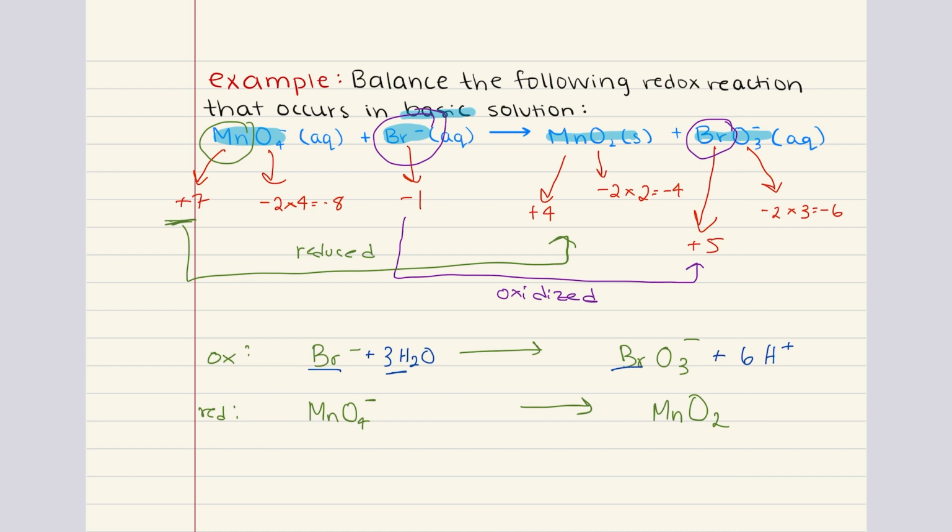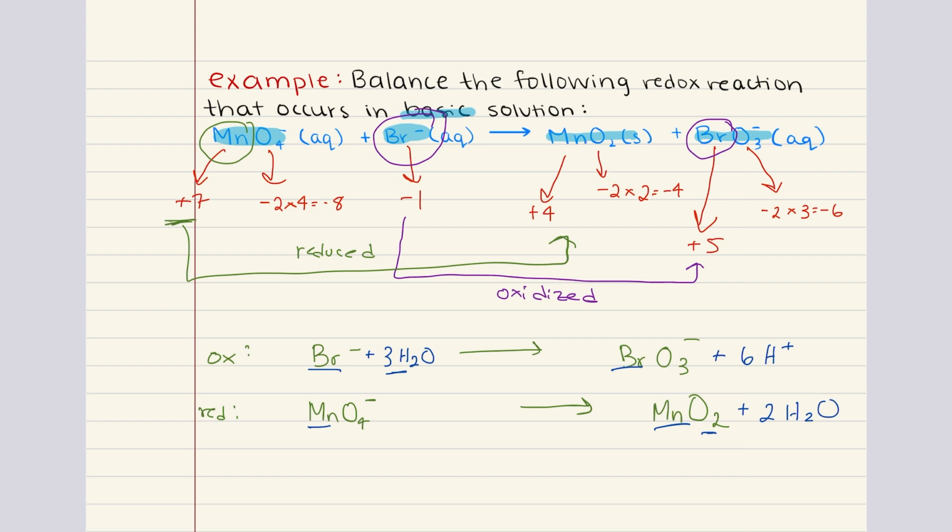On the reactant side, we have 1 manganese atom. And on the product side, we also have 1 manganese atom. So that is already balanced. We can move into balancing oxygen next. To balance oxygen, we add water as needed. On the reactant side, we have 4 oxygen atoms. On the product side, we only have 2. So to balance that, we're going to add 2 water molecules to the product side.